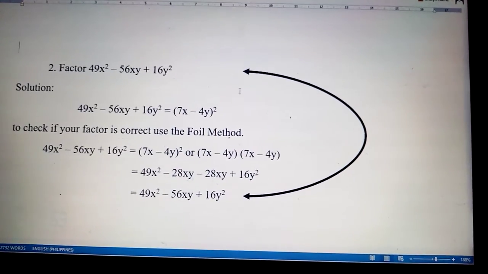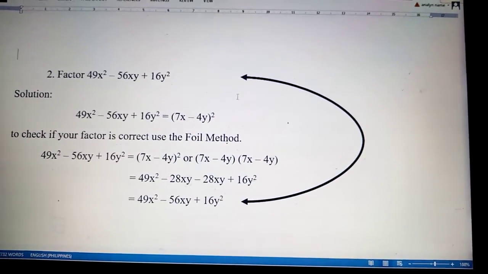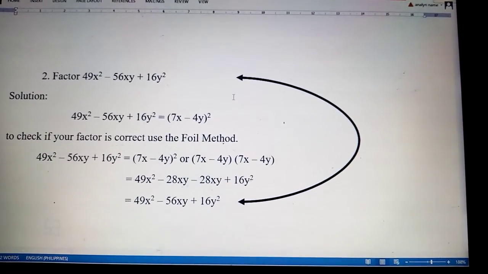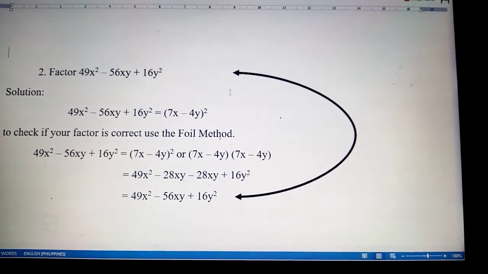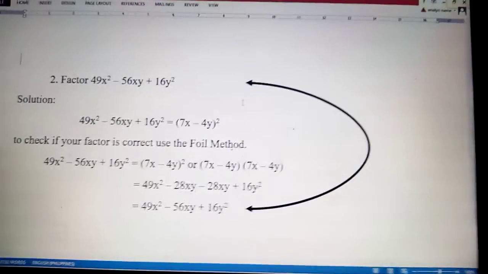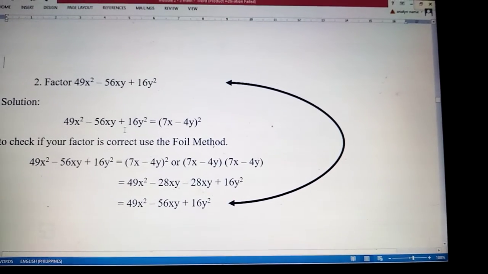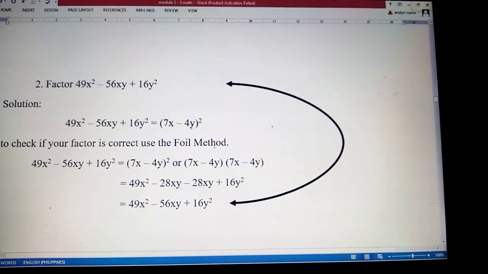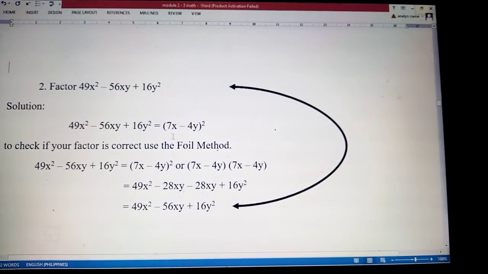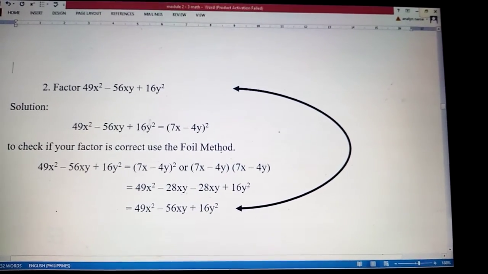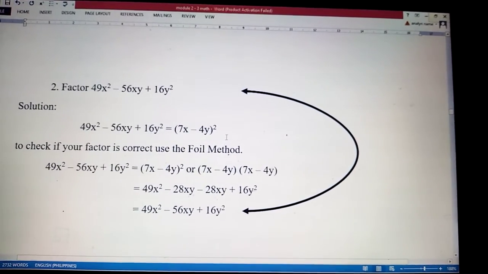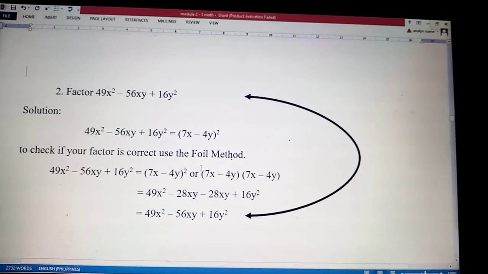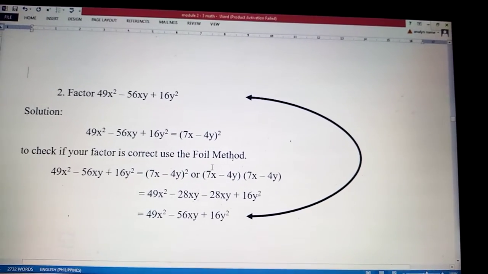Then for another example, factor 49x squared minus 56xy plus 16y squared. The solution is 49x squared minus 56xy plus 16y squared is equal to 7x minus 4y squared. This is the square of binomial. So, this is the square of binomial. Then, if we use the FOIL method, we can use this factor.